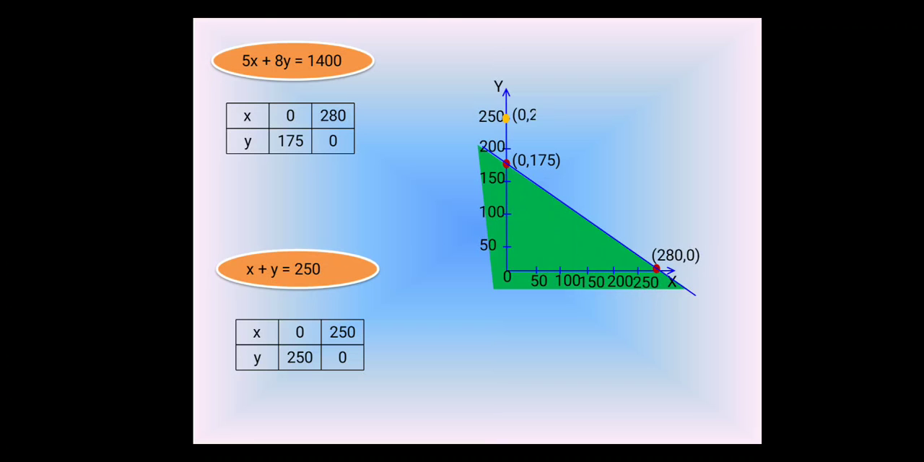Next point is 0 comma 250, next point is 250 comma 0. Let us draw a line. This inequality is also true at the origin, therefore shading towards the origin. We have a yellow region which is the feasible region. Now we have to find the intersecting point by solving the equations 5x plus 8y equal to 1400 and x plus y equal to 250. On simplifying, we get x as 200, y as 50. Therefore B has coordinates 200, 50.